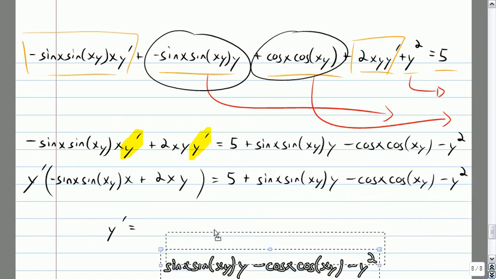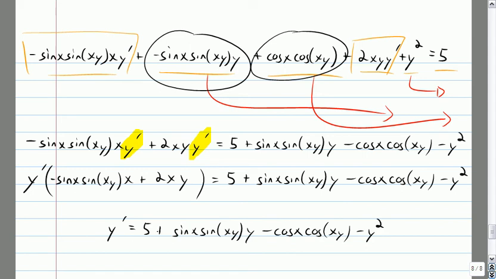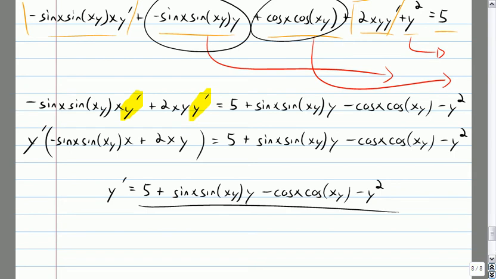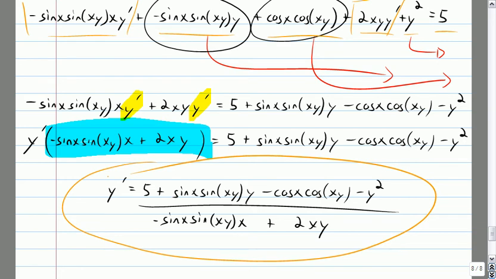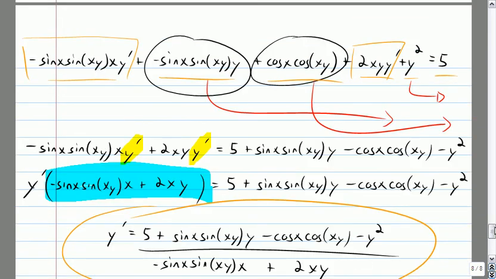I got to put on the 5 again. 5 plus all that divided by what's in parentheses here. So negative sine x sine xy times x plus 2xy. We did it. The ugliest, nastiest implicit differentiation problem. We conquered it. So I think that was problem 4 from that practice set that I gave you.